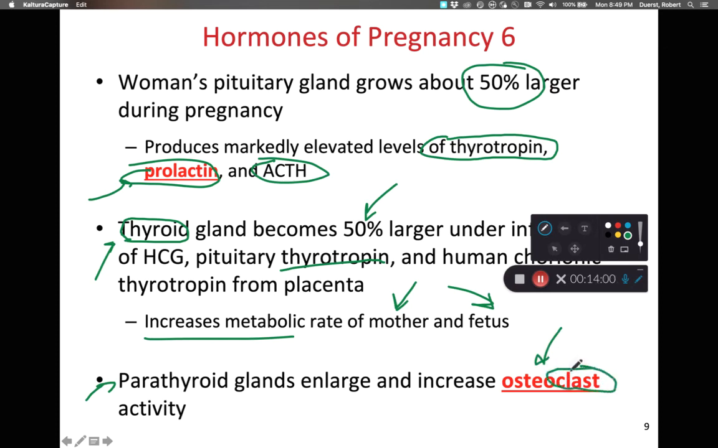Clasts means to break down. What are being broken down? Osteo meaning bone. So bone destroying cells. And this is a good thing because we need to liberate calcium and phosphorus for the fetal skeletal development.